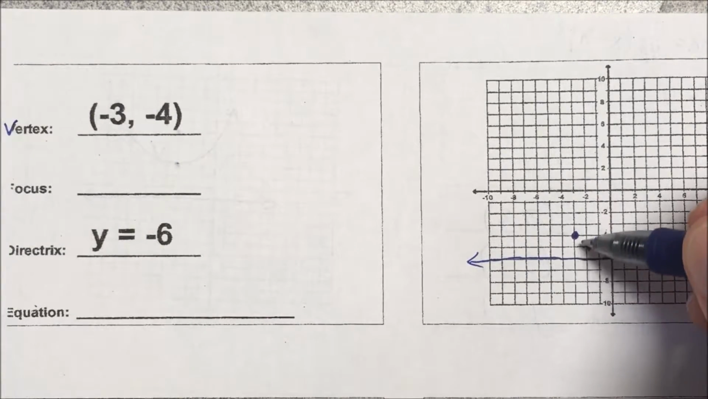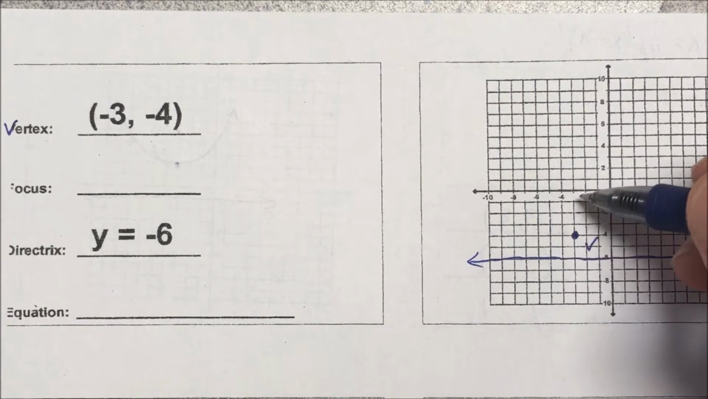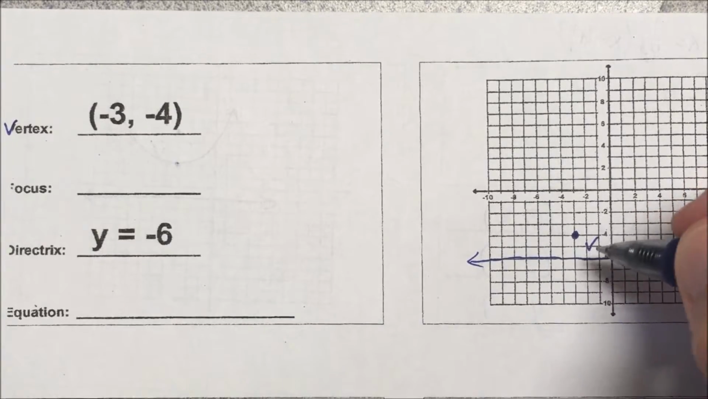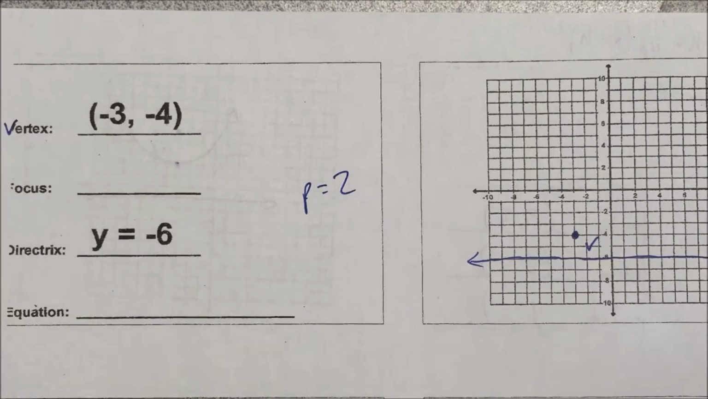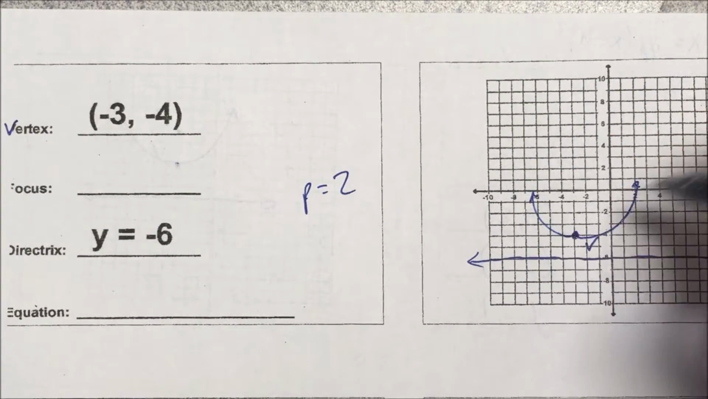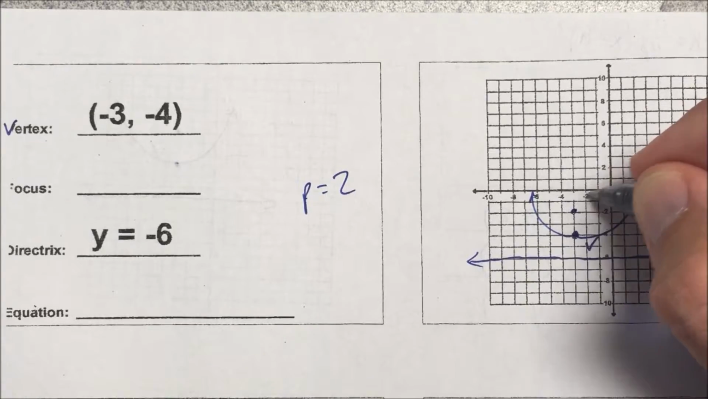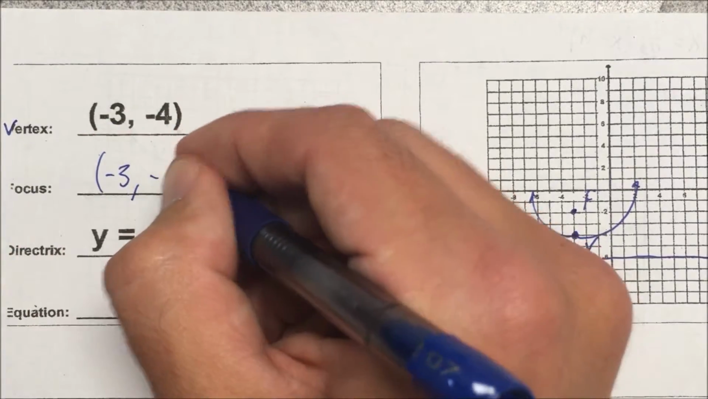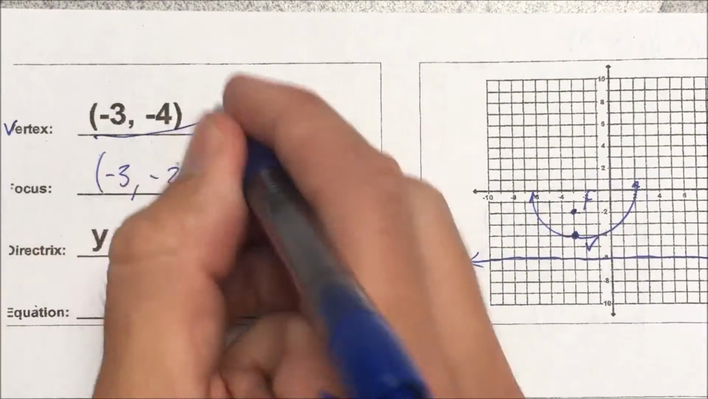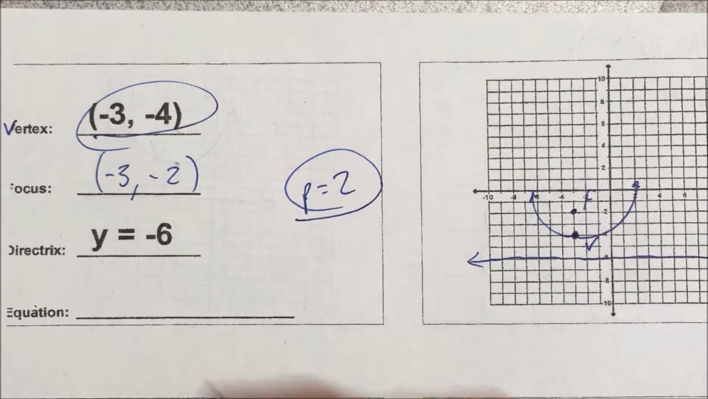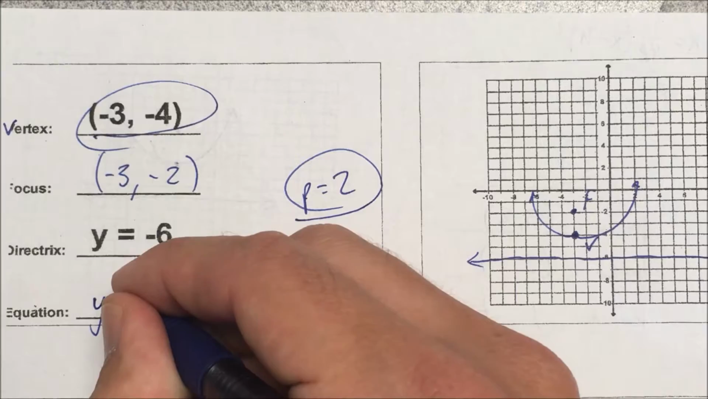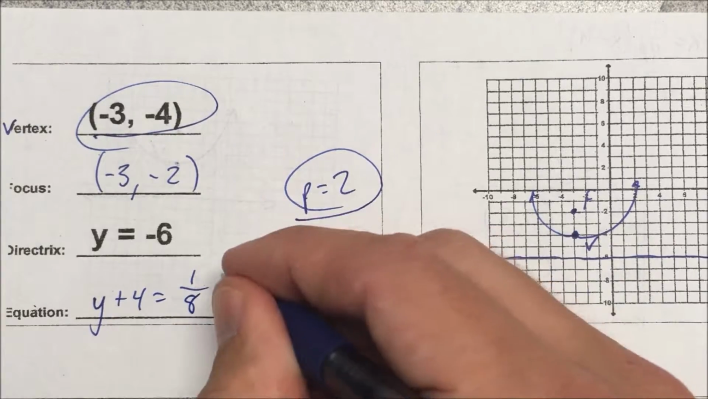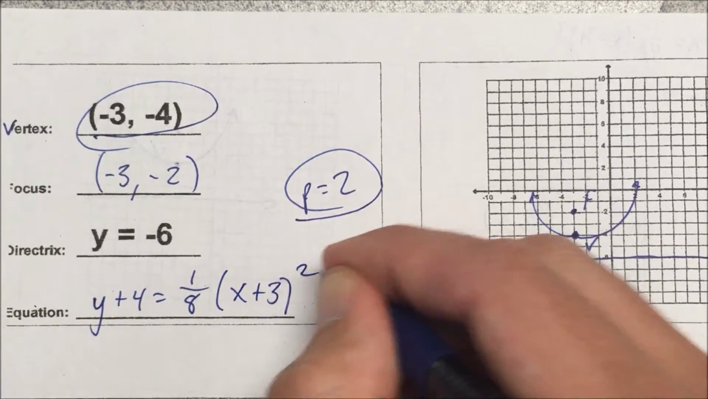I know that my vertex is halfway in between the directrix and the focus. So I know the focus has to be somewhere up here. Well, this is my p-value right here, the distance between the vertex and the directrix. So my p-value is 2. P equals 2. I know it's going to be opening up. It's not going to cross over the directrix. So I'm going to count up 2 more to get to my focus. So my focus is going to be at -3, -2. And I have a vertex now, and I have a p-value, so I can write an equation. So my equation is going to be y plus 4 equals 1 over 4p. P is 2, so this is going to be 1/8 times x plus 3 squared.